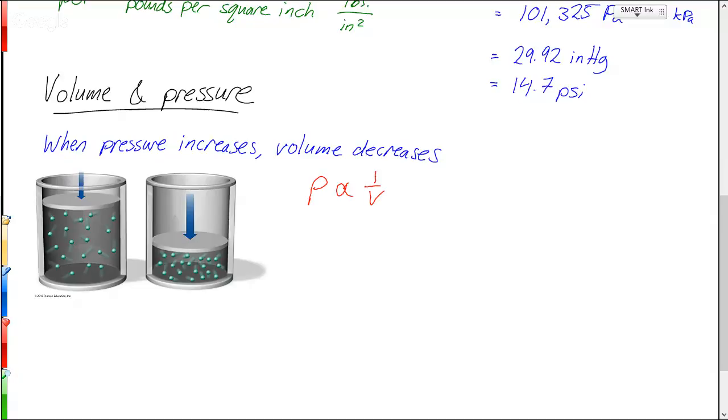And then another way to express that is that the product of pressure and volume is always constant. So if you multiply the pressure and the volume together, you always have a constant, so that if the pressure increases, the volume has to decrease. If the pressure decreases, the volume has to increase, so that the product of the two is always the same value. And this is known as Boyle's law.